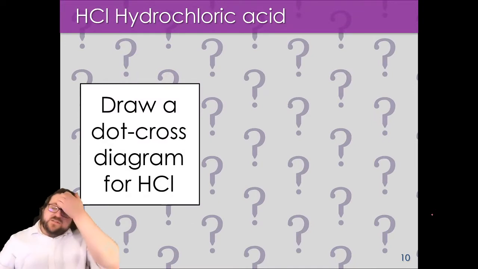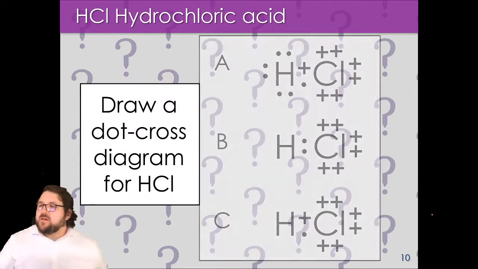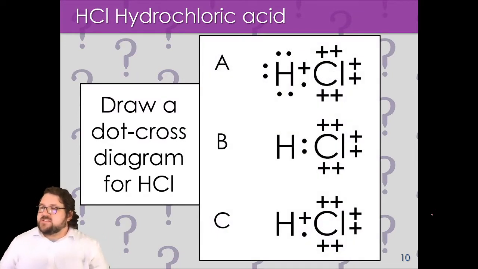So if you were to try and draw a dot cross diagram for HCl, which one of these three do you think is correct? Take a second to pause and give it an answer, and then we'll go through.